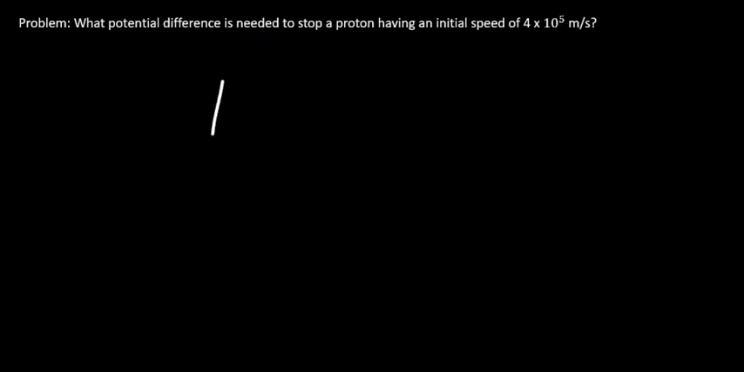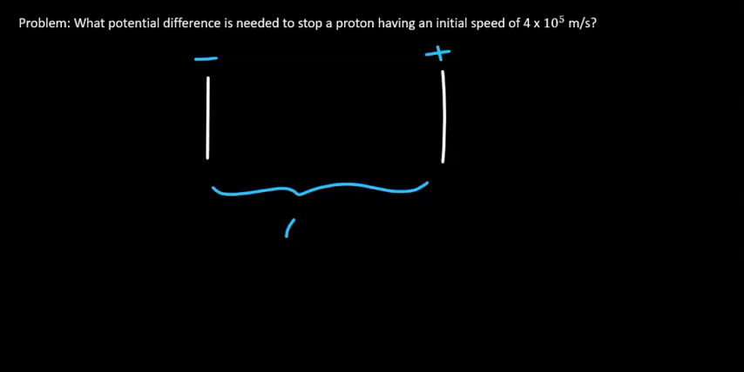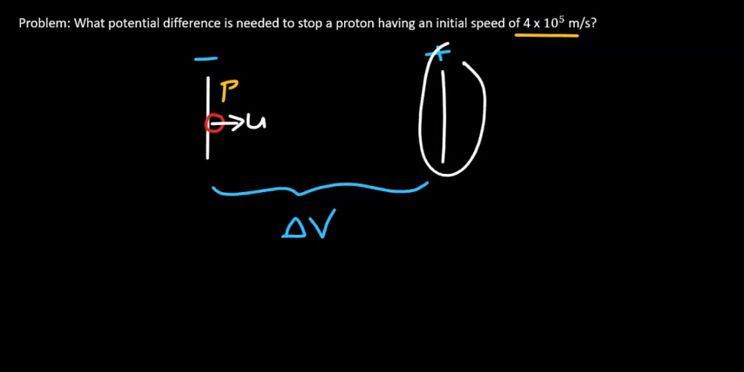Let's assume the region where this potential difference exists is represented by these two lines. So the left-hand side is where the potential is negative and the right-hand side is where the potential is positive. So it creates a potential difference. Let's call it delta V. So a proton enters this region with an initial speed given there. Let's call that initial speed U. By the time it gets to this region, it is completely at rest. So over here, the speed of the proton is 0 meter per second.